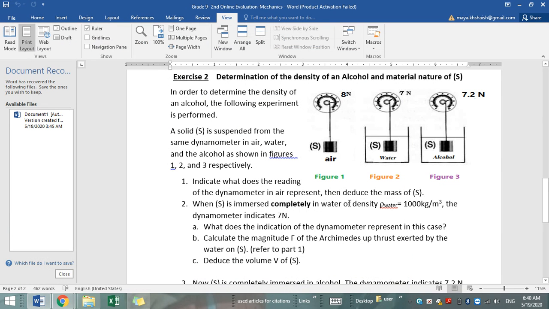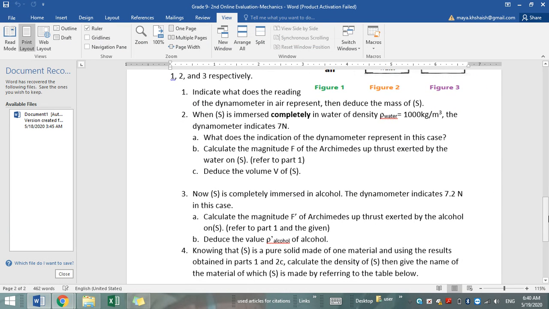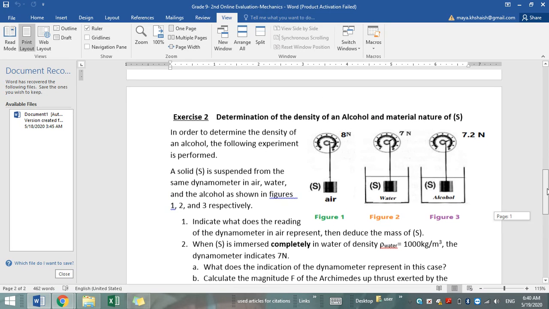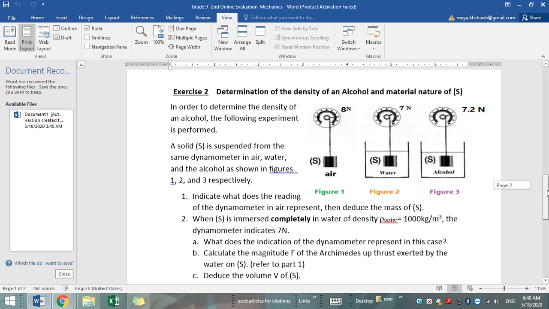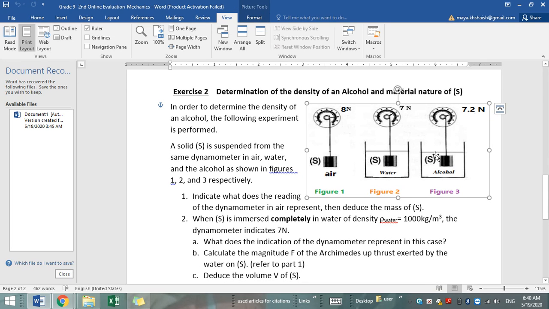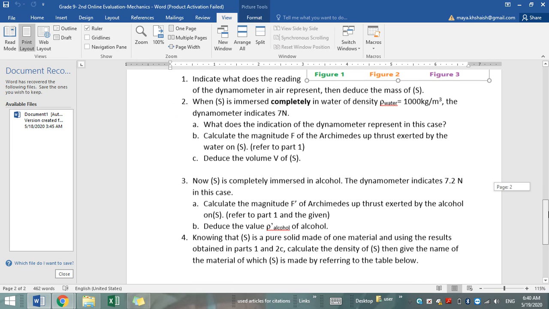And part 3, now S is completely immersed in alcohol. The dynamometer indicates 7.2 Newton in this case. So here the apparent weight of S in alcohol is different from that in water. This is because of course the Archimedes upthrust changes. Why does the Archimedes upthrust change between the water and the alcohol? Because simply it depends on the density of the liquid, and water and alcohol have different densities.